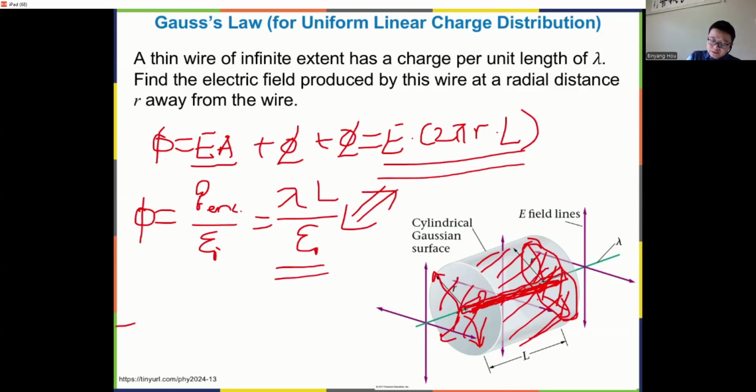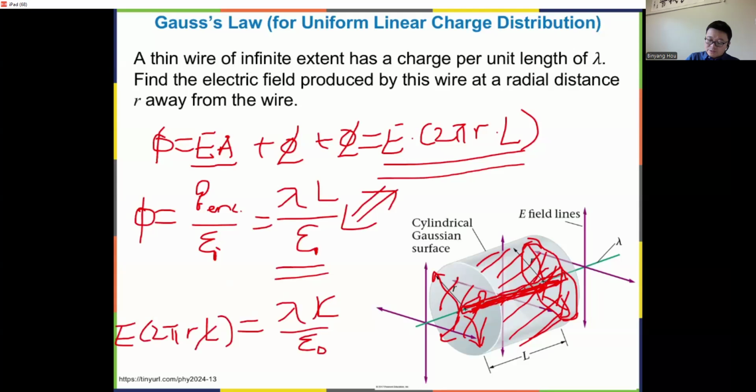So then E times 2 pi R L equals lambda L over epsilon naught. You can see there will be cancellation: L and L cancel out. Then you divide both sides by 2 pi R to get E. So E at the end should be equal to just lambda divided by 2 pi R times epsilon naught. Okay, so that will be your result.